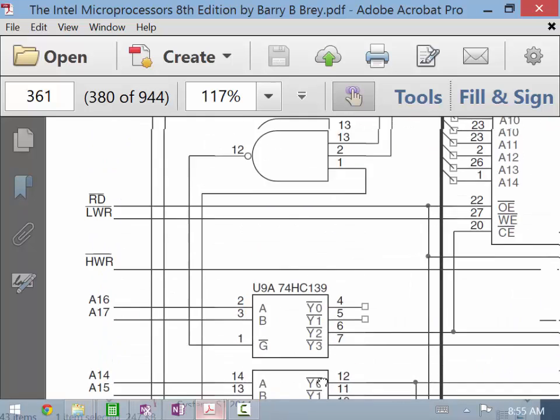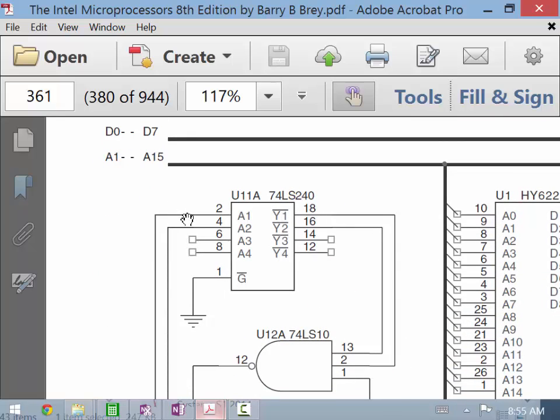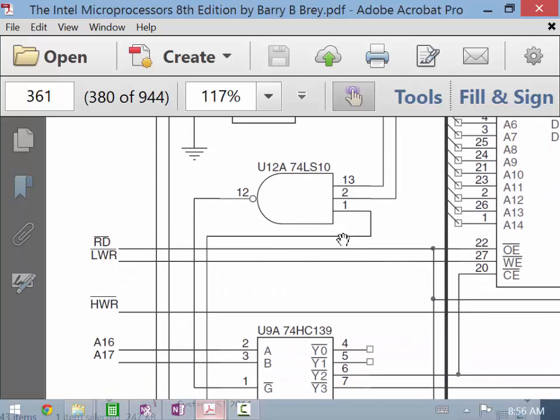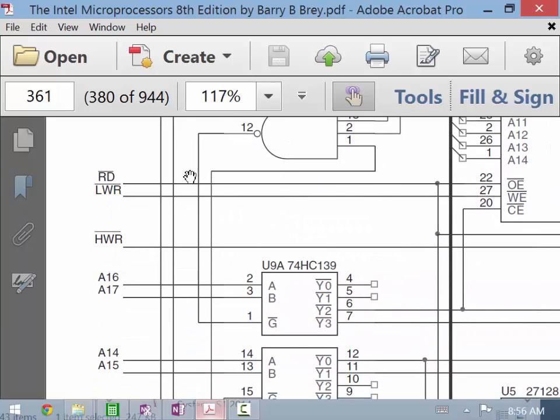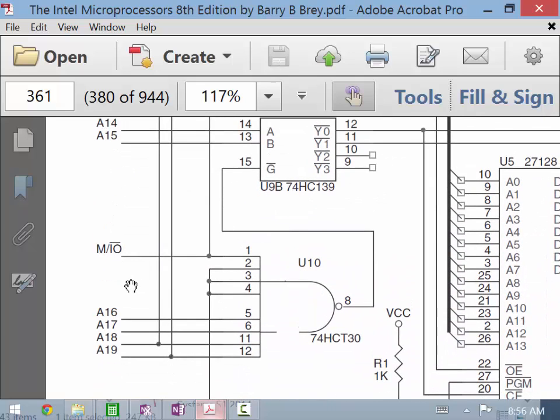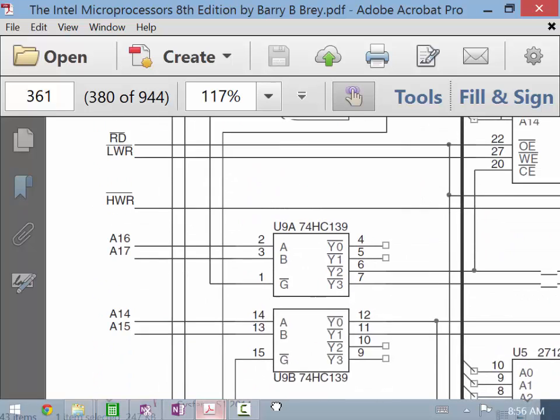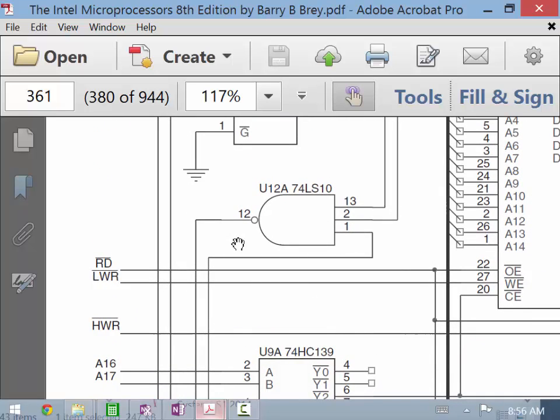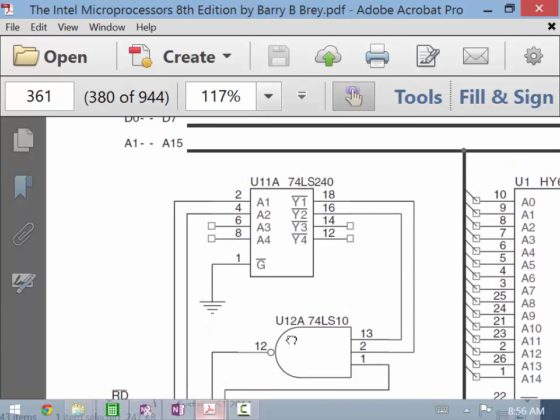Now this is where things get a little bit interesting. This is A18 and A19 going into this NAND gate right there. Also going into this NAND gate right here is the I/O memory NOT. So this NAND gate is only going to be selected when A18 and A19 are high. Let me go through where I got that from.